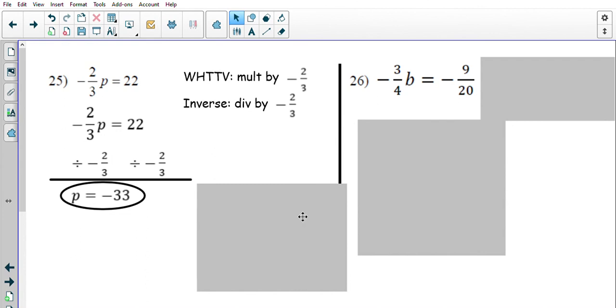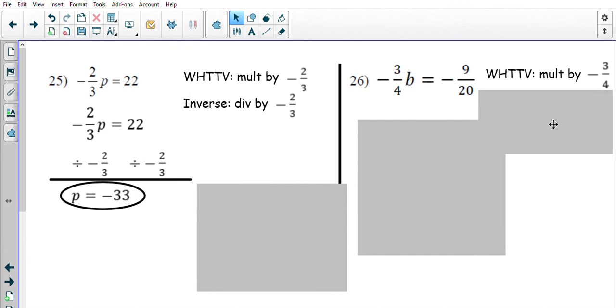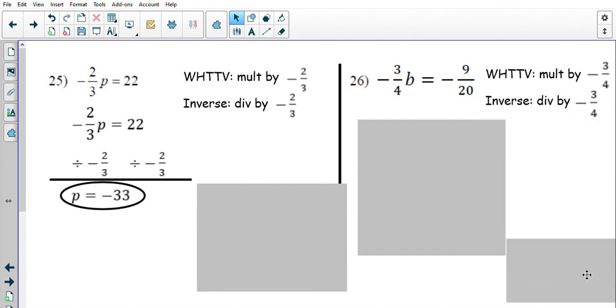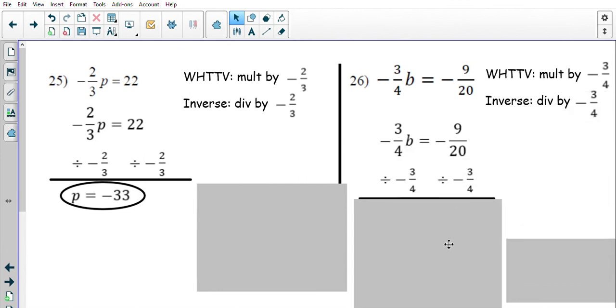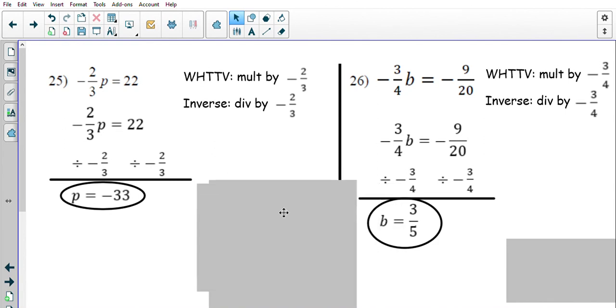Finally, number 26, -3/4 b equals -9/20. We're multiplying by -3/4, so let's divide by -3/4. In your calculators, -9/20 divided by -3/4 is going to get us a solution of 3/5. If you're ever getting the reciprocal of the answer, like 5/3, you're probably dividing in the wrong order, so you'll want to double check that.